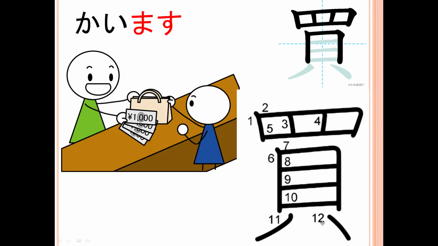Totally 12 strokes. See the kanji. Almost we have more horizontal strokes and two small vertical strokes and a small angled stroke.